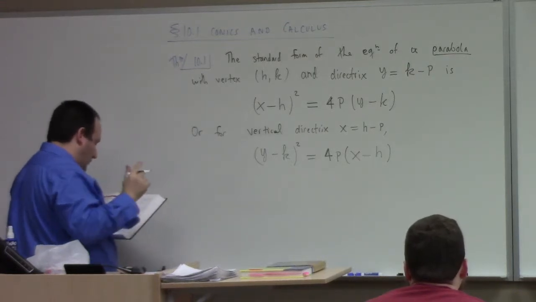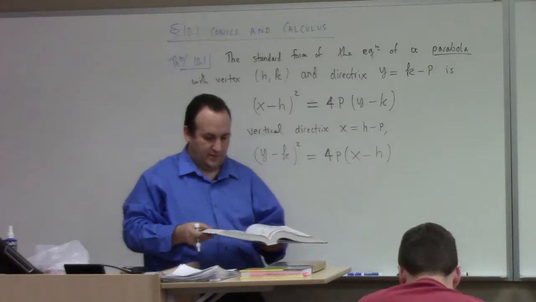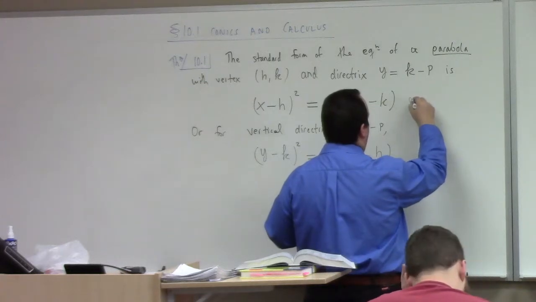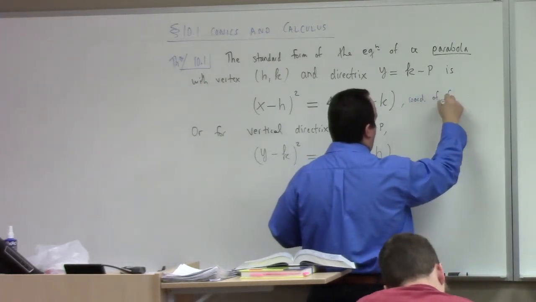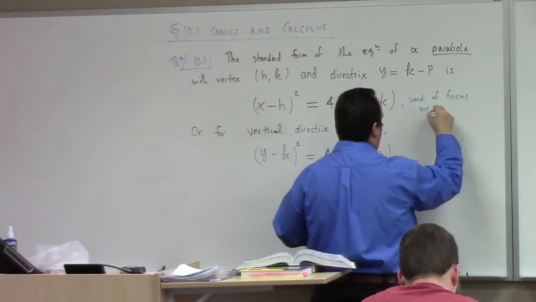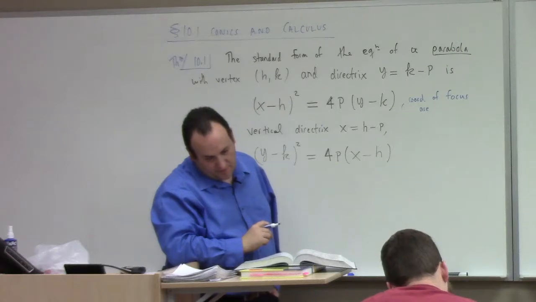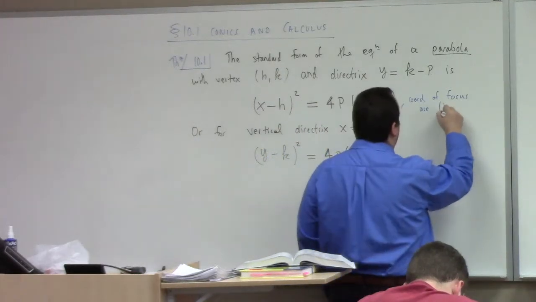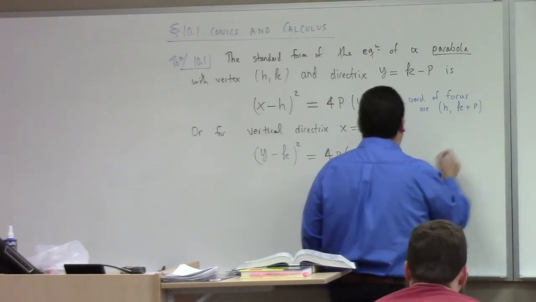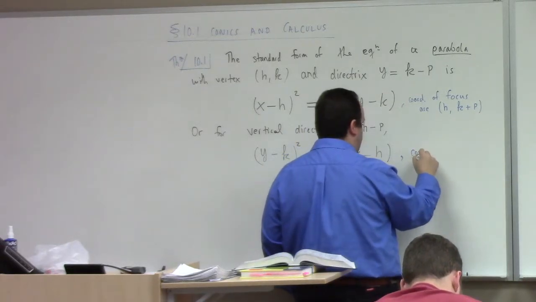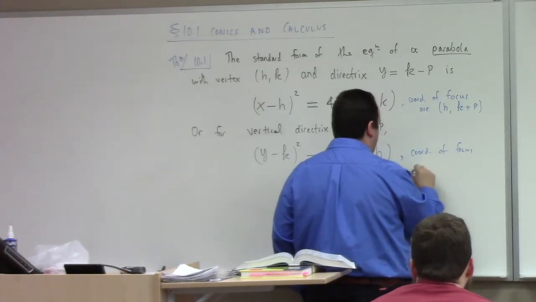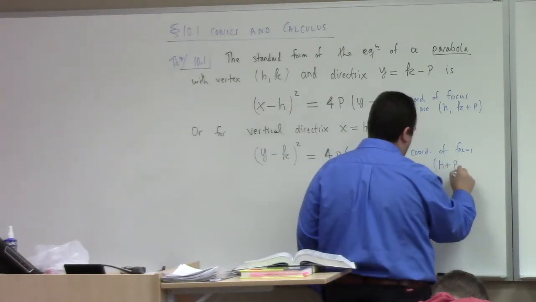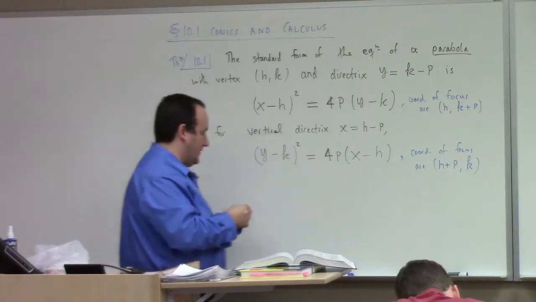Now, the coordinates of the focus are what? Coordinates of the focus. Let's see, for the first one, with the vertical axis, they are at (h, k + p). And on the other one, the coordinates of the focus are (h + p, k). All right, fine.